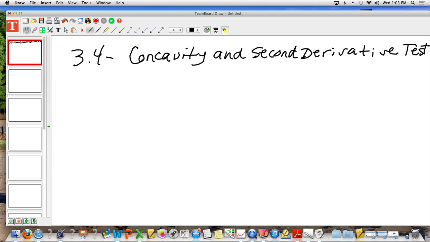What are you going to be doing today? Finding second derivatives is what you're going to be doing. Some of them are very, very simple. Others of them are a little bit more complex, but nothing more complex than you guys have already done.